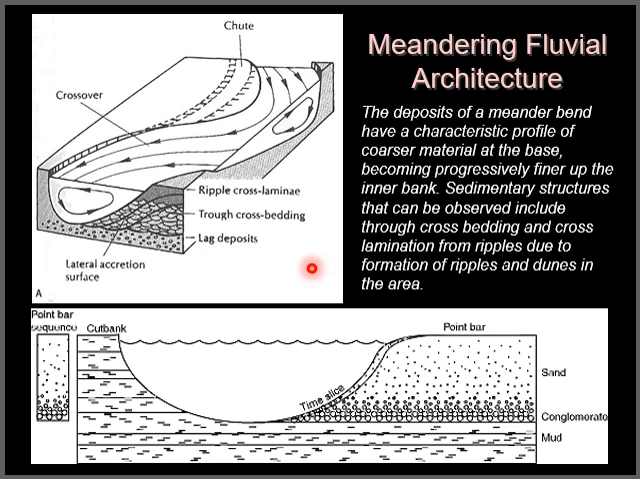The deposits of a meander bend have a characteristic profile of coarser materials at the base, becoming progressively finer up the inner bank. Sedimentary structures can be observed that include cross-bedding and cross-lamination, due to the formation of ripples and dunes in the area. In a point bar sequence, each package of sediment deposited at the point bar forms a dipping drape of sediment over the earlier point bar. Coarser clasts accumulate at the bottom, while finer ones are at the top.